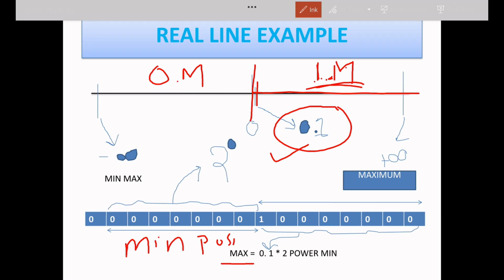I want a minimum positive number. So 1 point m is not the minimum; 0 point m is the minimum. So 0.1 is the minimum. You understand?